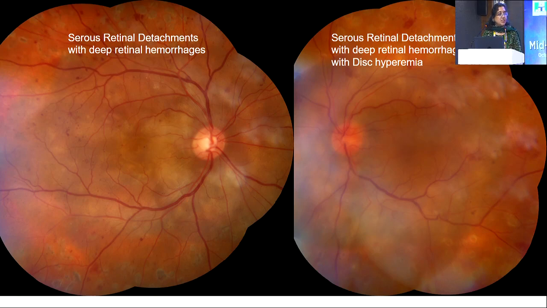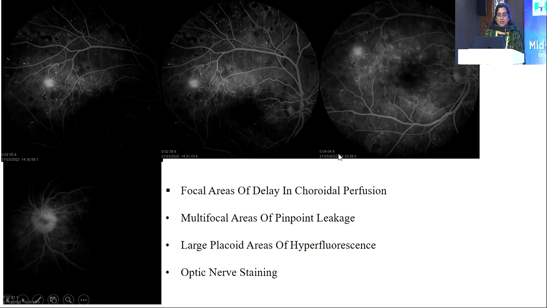And this is how he presented to us with serous retinal detachments and deep retinal hemorrhages in both the eyes. And in the left eye, we could see disc hyperemia. Then we did an FFA, and the patient had vomiting in between, so we had to stop the FFA in between, and we could only take these pictures.